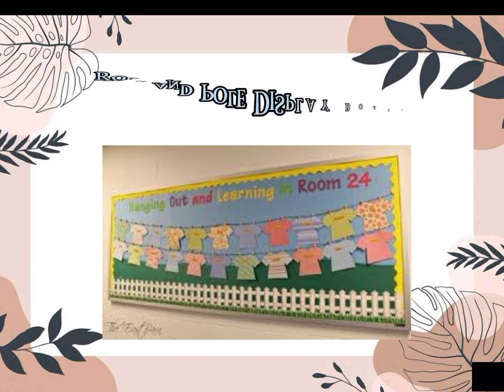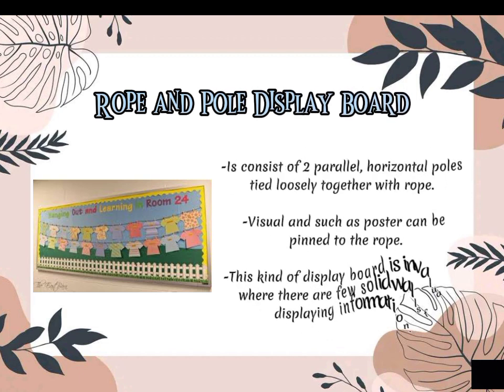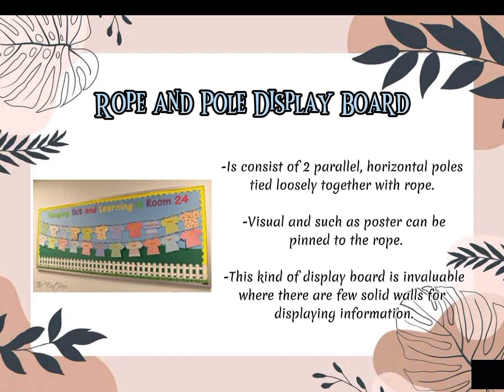And lastly, the rope and pole display board. This board consists of two parallel horizontal poles tied loosely together with a rope. Visual aids such as posters can be pinned to the rope. This kind of display board is invaluable where there are few solid walls for displaying information. It has no solid backing and can be made quickly for teaching, training, and when working with communities.